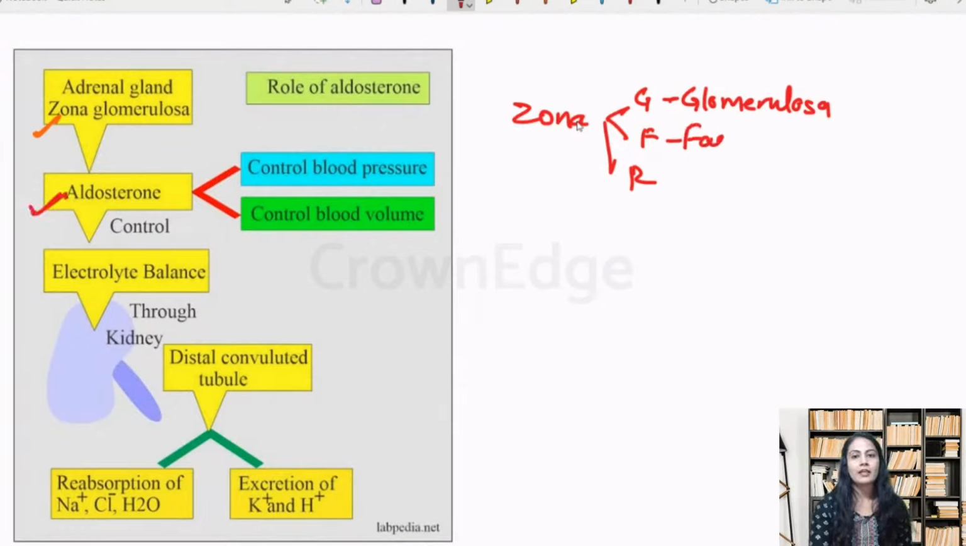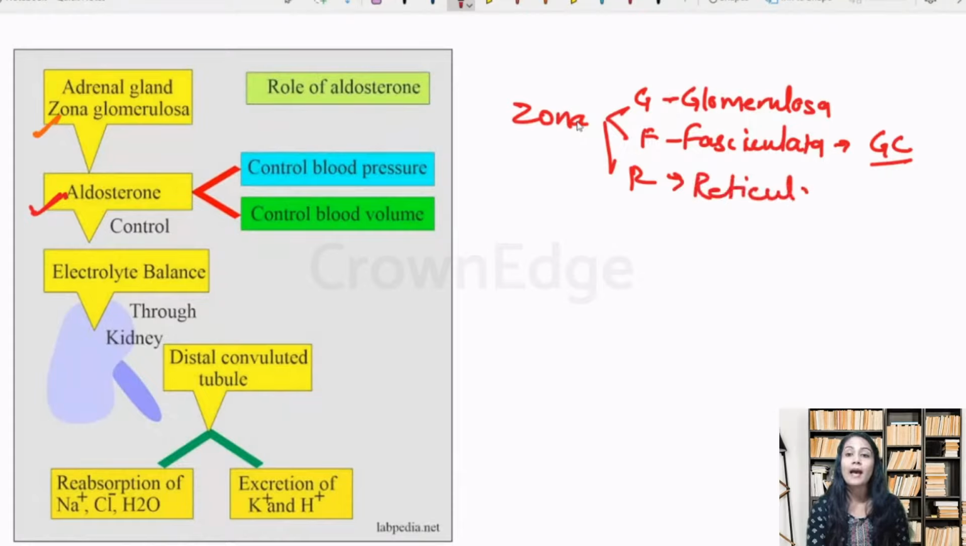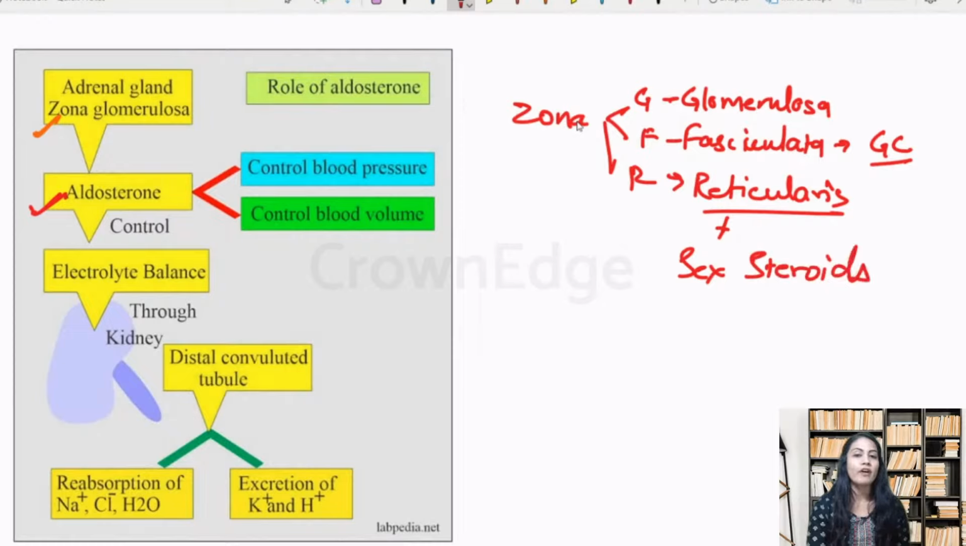Then fasciculata, that is going to secrete glucocorticoid. And then there is the reticularis, that is going to release your sex steroids. So remember GFR, very very important. Now what aldosterone is going to do is maintain the electrolyte balance. How?